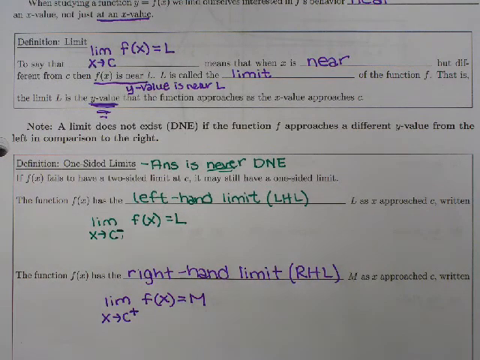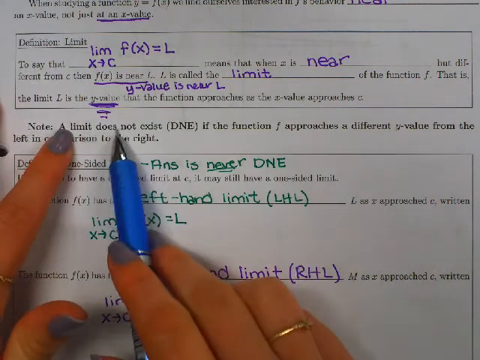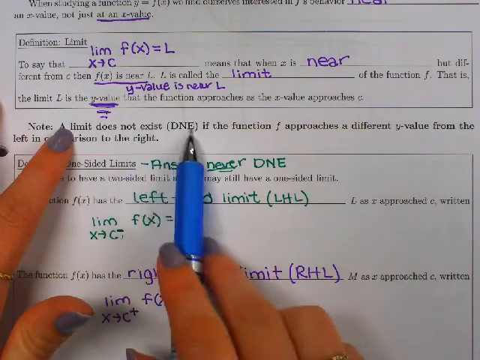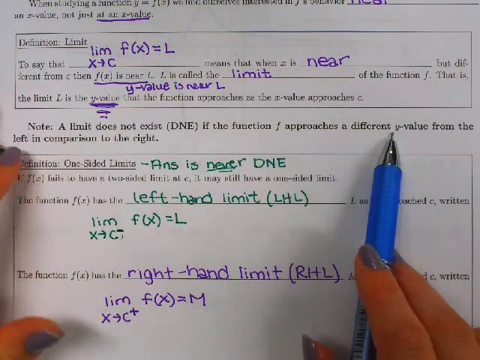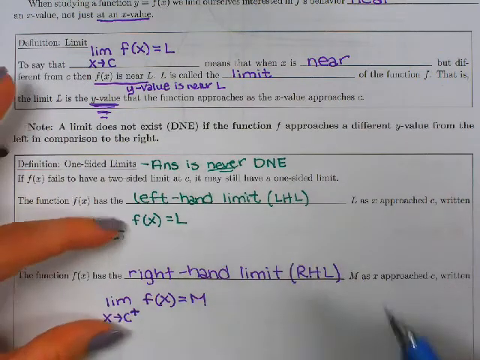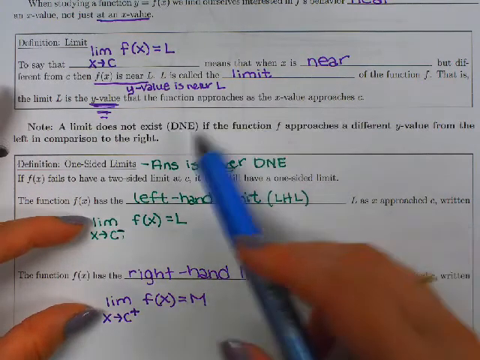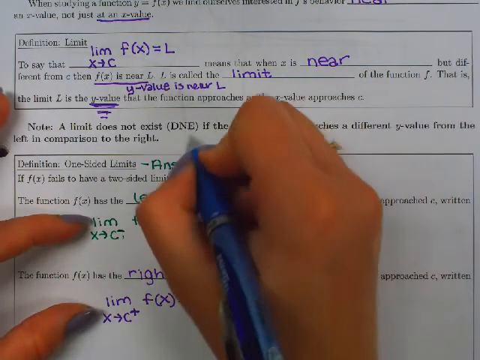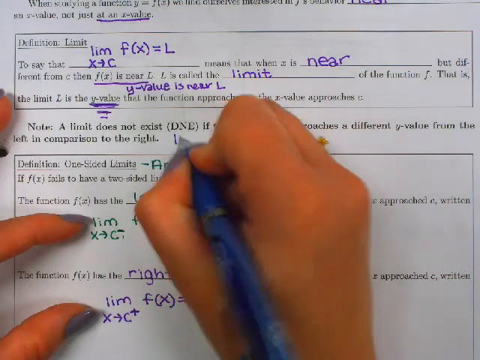So this is probably super confusing and overwhelming, and that is totally okay. It's going to get better once we look at a picture. So writing this back in math notation, a two-sided limit does not exist if you get a different y value from the left in comparison to the right. Let's use this new notation and write that sentence in math terms.